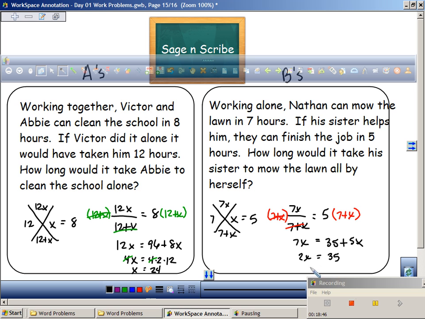2x equals 35. So x equals 17.5. You know that because 2 times 15 is 30. 2 times 16 is 32. 2 times 17 would be 34. 2 times 18 would be 36. So 35 is in between 17 and 18. So 17.5. Good job, guys.